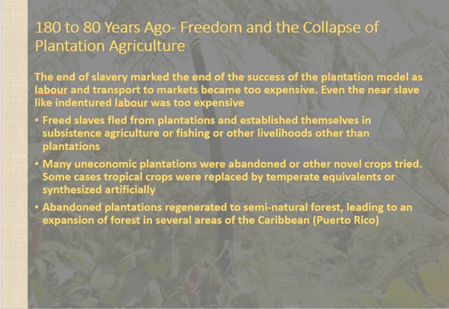And quite often tropical crops began to be replaced by temperate equivalents. So for instance, sugar tended to be replaced by beets, sugar beets, which were grown in temperate regions. Goods like rubber began to be synthesized artificially as well, so rubber plantations were no longer needed. So these abandoned plantations, these plantations which were no longer making money, were abandoned, and they began to regenerate to semi-natural forests, leading to an expansion of forests in several areas of the Caribbean.